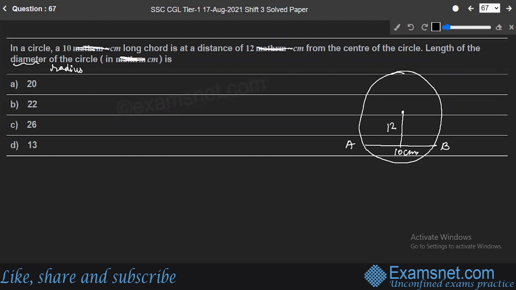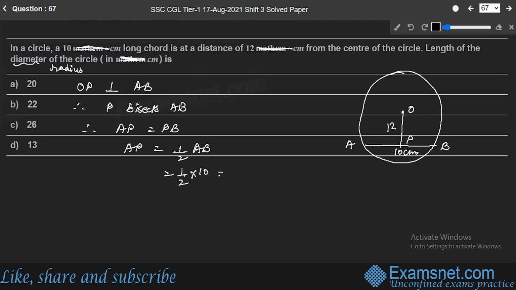First of all, I'm naming this point as P, and this as O. OP is perpendicular to AB. Therefore, P bisects AB. A perpendicular from the center of the circle bisects the chord. So AP is equal to PB, which is equal to half of AB. AB was 10, so AP is equal to 5 centimeters. I hope you're clear, right?